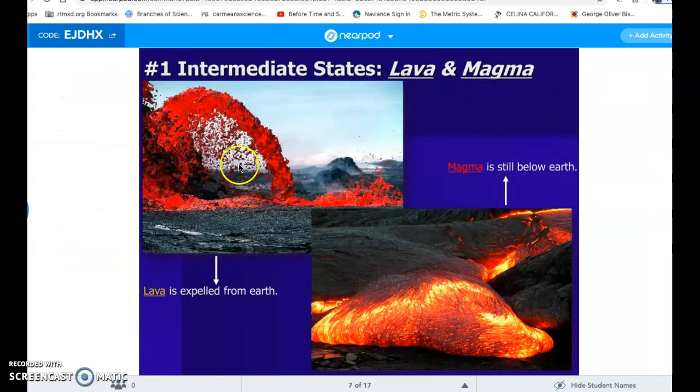Okay, so the next thing that we need to talk about is intermediate states. Intermediate states are those in between, where you don't have an actual solid rock.